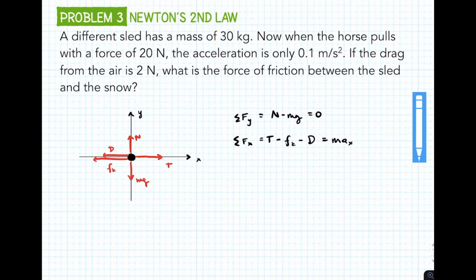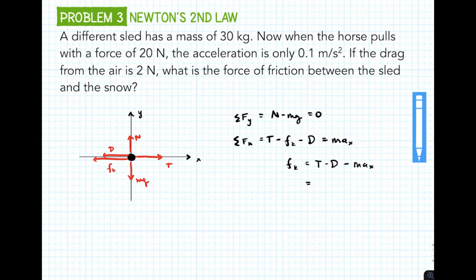So we're going to say that friction kinetic is going to be equal to T minus D. So tension, horse force, tension minus drag, minus mass times acceleration in the x direction, and then we just plug these in.